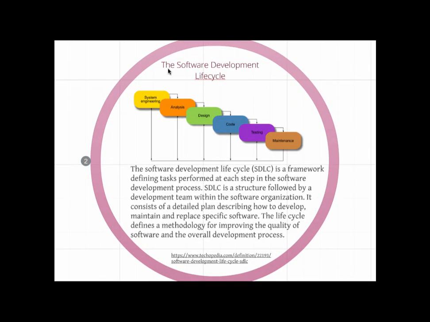Let's first remember the software development lifecycle. The software development lifecycle, or SDLC, is a framework defining tasks performed at each step in the software development process. So here it is pictorially, showing all of the steps. SDLC is a structure followed by a development team within the software organization. It consists of a detailed plan describing how to develop, maintain, and replace specific software. The life cycle defines a methodology for improving the quality of software and the overall development process.